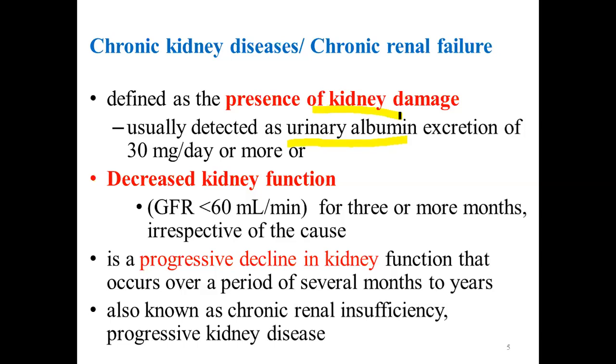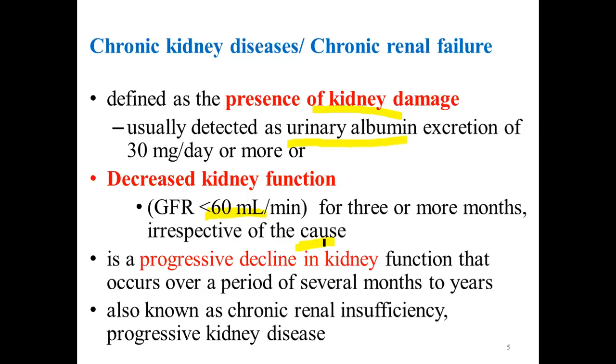Then the second one is decline in the kidney function. So decline in the kidney function is mostly characterized by the glomerular filtration rate. So if the GFR is less than 60 ml per minute for three or more months, irrespective of the cause, we can say the patient is having a chronic renal failure.